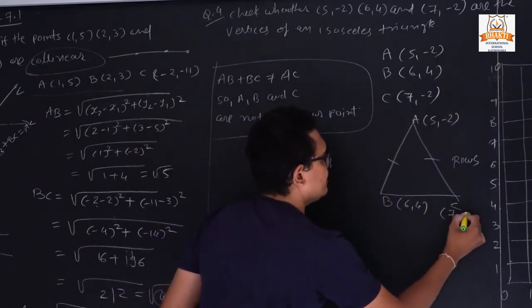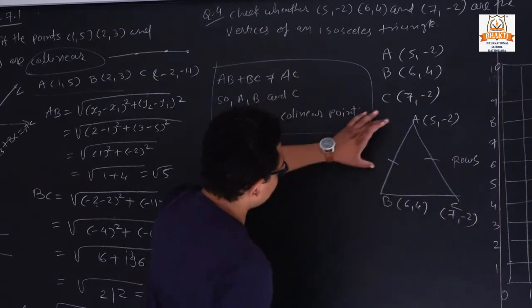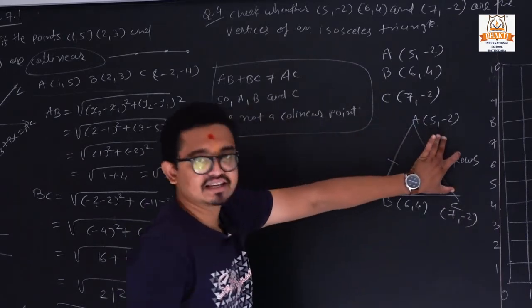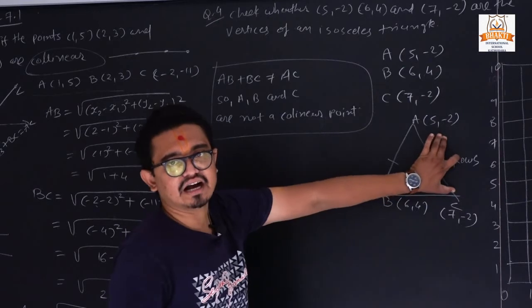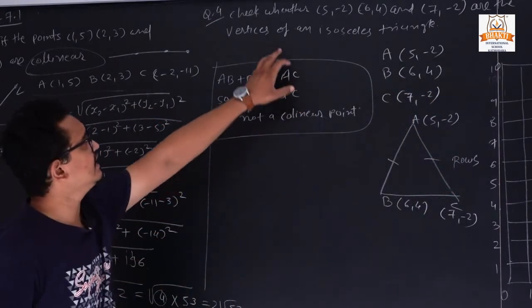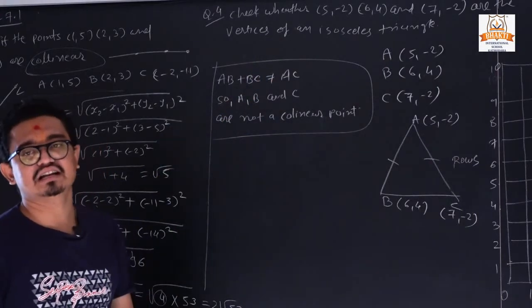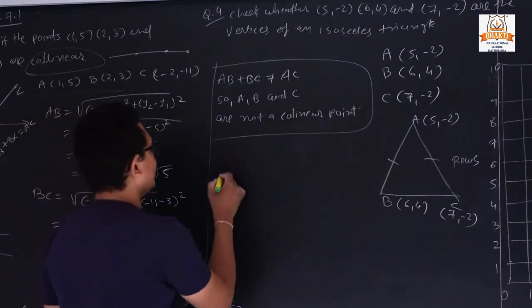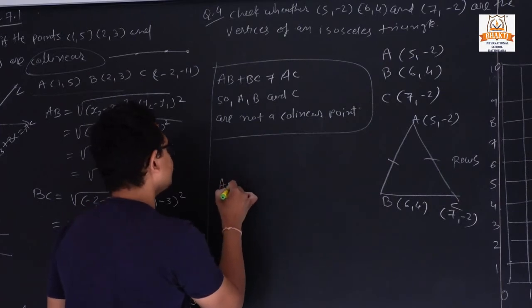And C is (7, -2). So measurement of AB is equal to measurement of AC. Clear? Either of two sides are same. So we can declare that it is a point of isosceles triangle. So first of all we can find out AB.